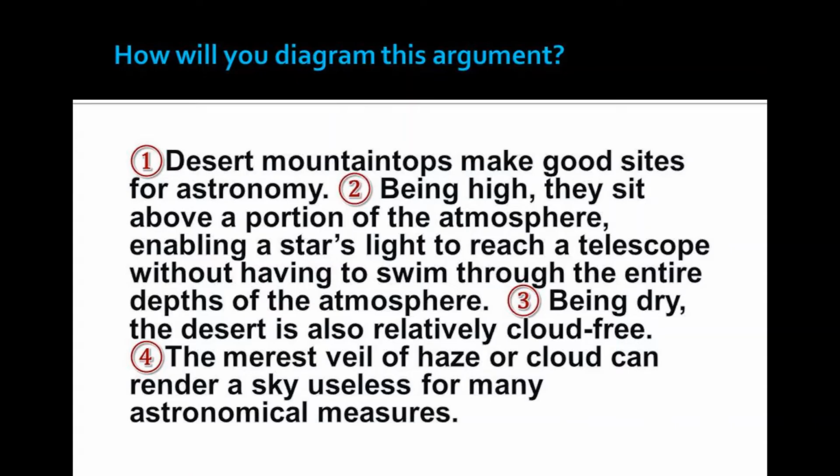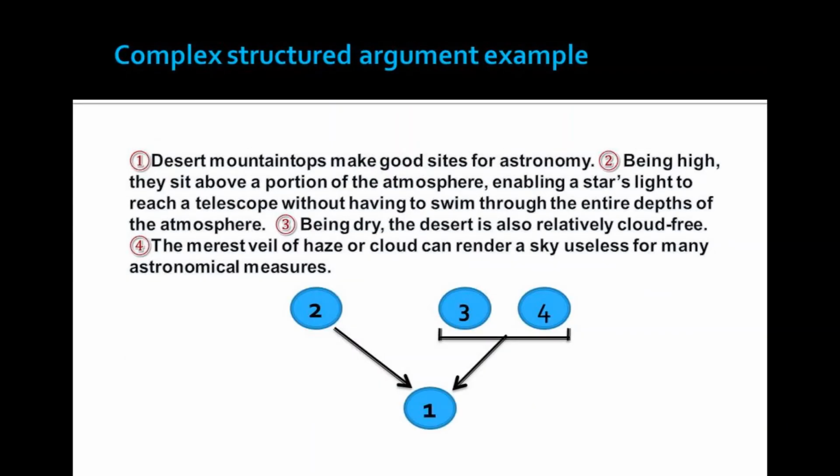What about this one? Desert mountain tops make good sites for astronomy. Being high, they sit above a portion of the atmosphere, enabling a star's light to reach a telescope without having to swim through the entire depths of the atmosphere. Being dry, the desert is also relatively cloud-free. The merest veil of a haze or cloud can render a sky useless for many astronomical measures. Voila, we've got a complex structured argument here, whereby the second sentence stands to be the first premise, while the third and fourth sentences tend to be the second premise, but they are expressed in two separate sentences.